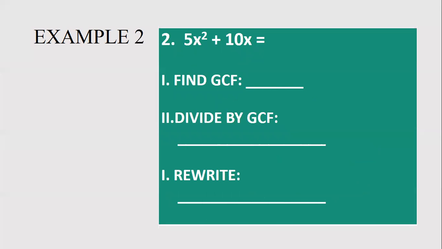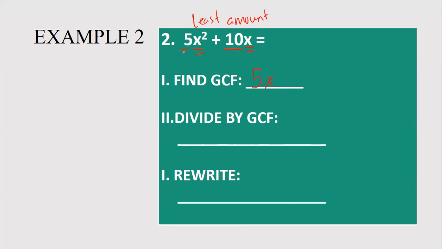Now we have 5x squared plus 10x. Again, we're going to find the GCF. You compare the numbers and compare the variables. Between 5 and 10, what is the greatest number that divides evenly into both of them? 5. Now, when you look at the variables, what is the least amount of x's you have? 1x. When you're comparing variables, you're looking for the least amount, and the least amount they have in common is 1x.